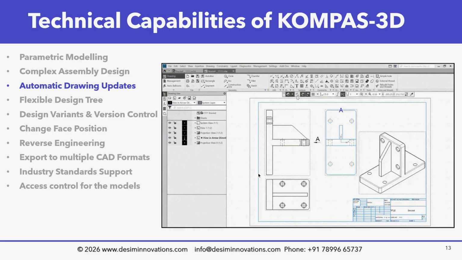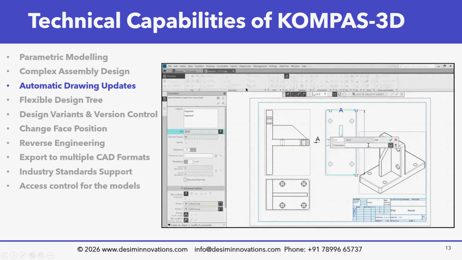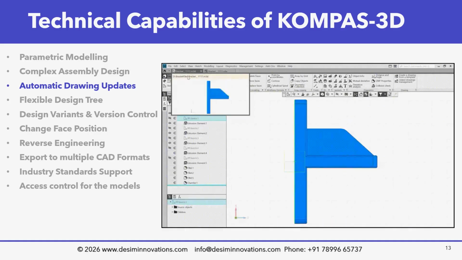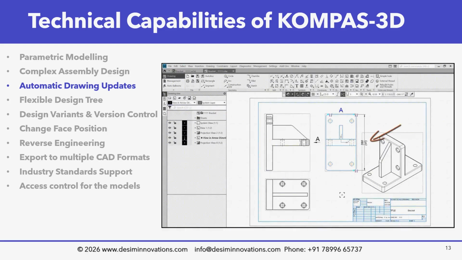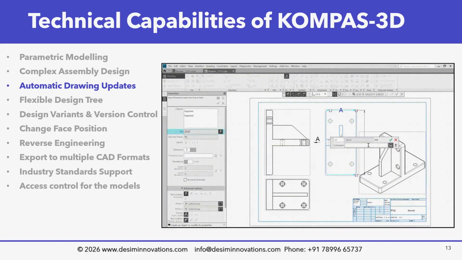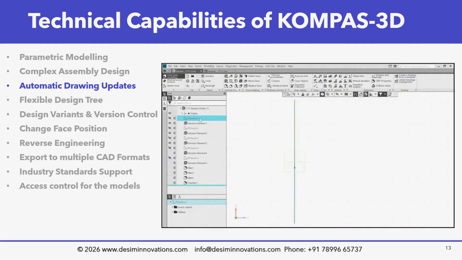Another feature I really like is the automatic link between the 3D models and the 2D drawings. As you see here, whenever you update a drawing, it will not link with the 3D model. But in Compass 3D, we have that feature where it will link with the 3D model. So whenever you make a design change in the 3D model, it will automatically get updated in the drawing. You need not update the drawing again, so this basically saves a lot of time.